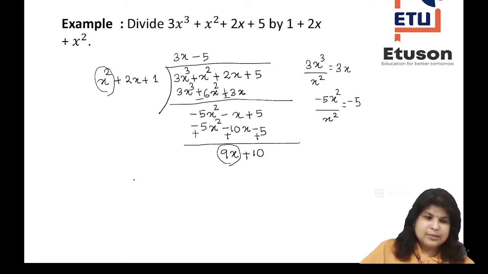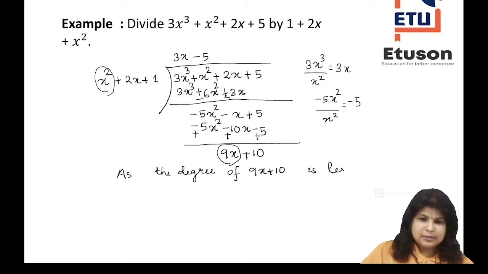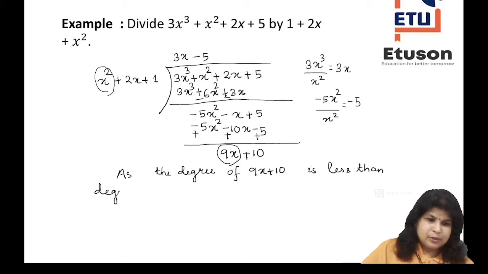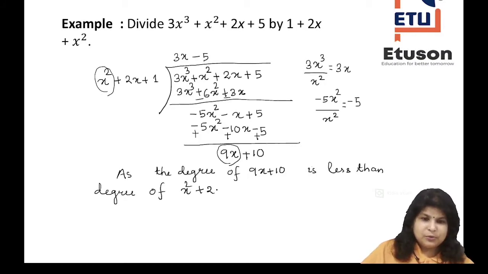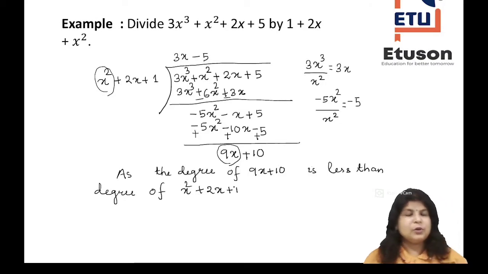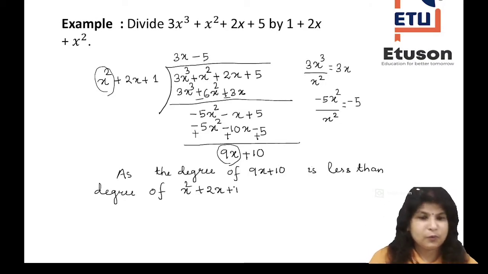Now, as the degree of 9x plus 10 is less than the degree of x square plus 2x plus 1, this is for your understanding I am writing, so your step 3 is over. That means you have got your answer, and so here you need to stop.